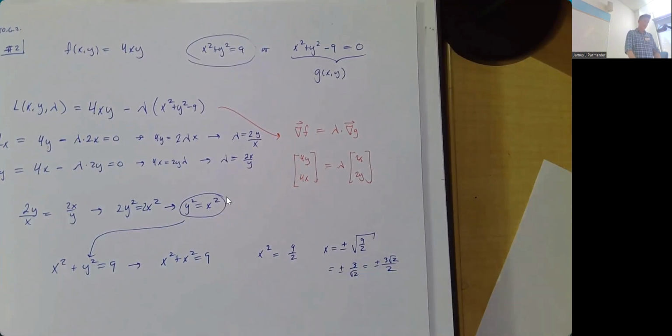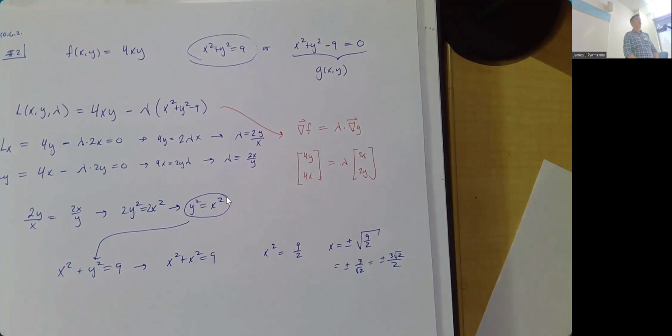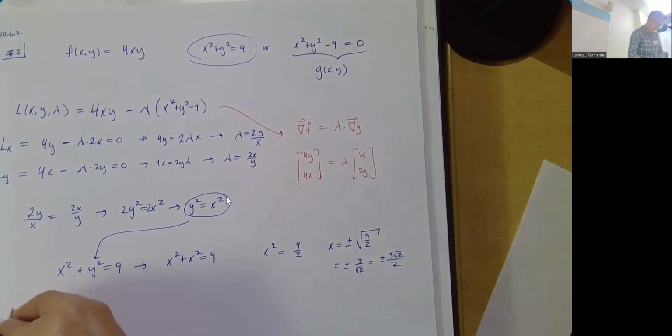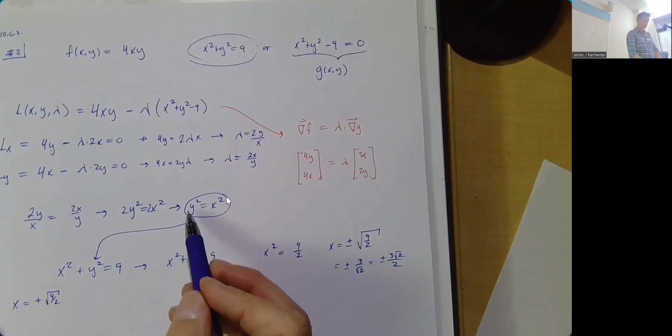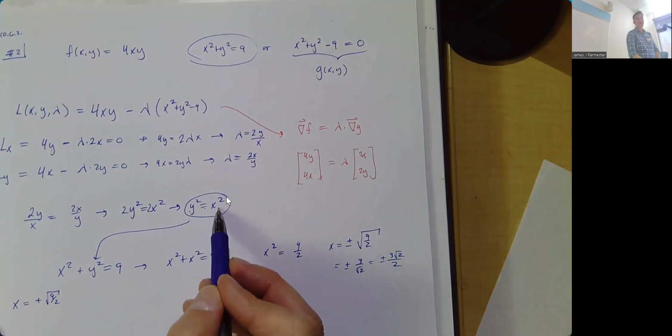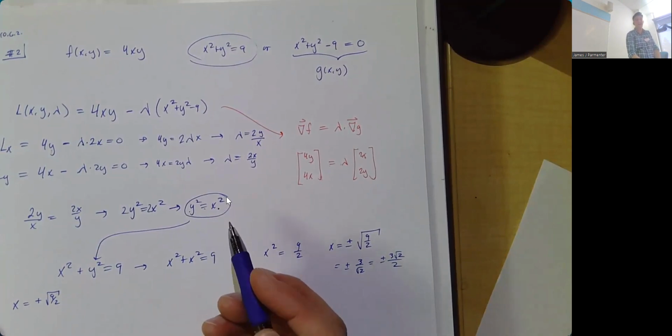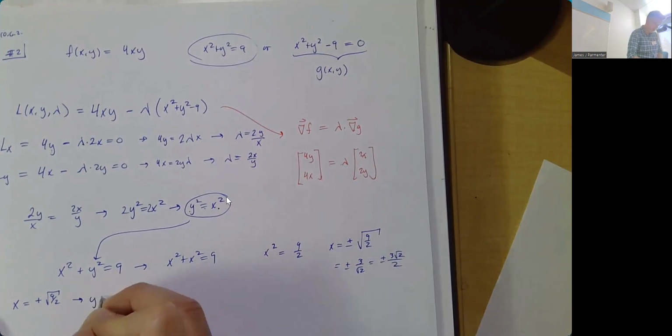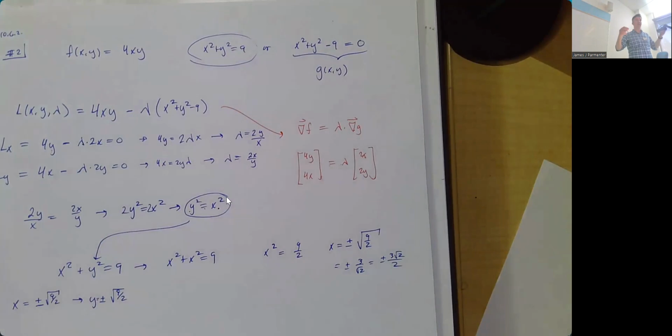Okay, so let's talk about how many critical points we're going to get. You know how many we're going to get? 4. Because if x is positive root 9 over 2 and y squared equals x squared, y could be positive root 9 over 2, but y could also be negative root 9 over 2. The same thing is true if x is negative. If x is negative root 9 over 2, y could still be positive or negative. So essentially you have every possible pairing here: positive, positive; positive, negative; negative, negative; negative, positive.